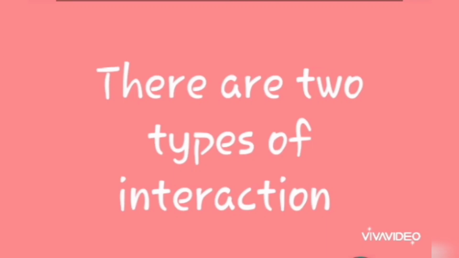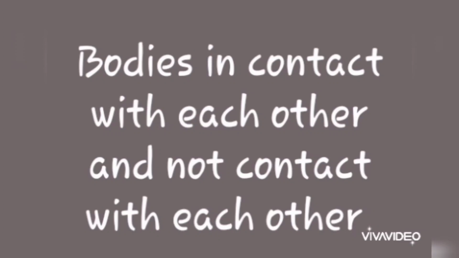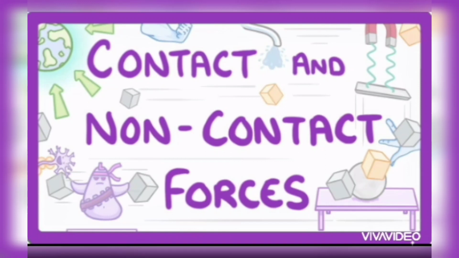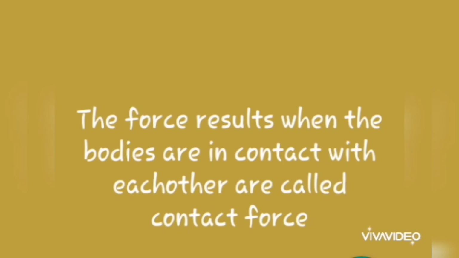When two objects interact, it results in a force. The interaction between the two objects is of two types: one in which the bodies are in contact with each other, and the other in which they are not in contact with each other. Then how can we say what is contact force and what is non-contact force? What is contact force? The force that results when the bodies are in contact with each other is called contact force.